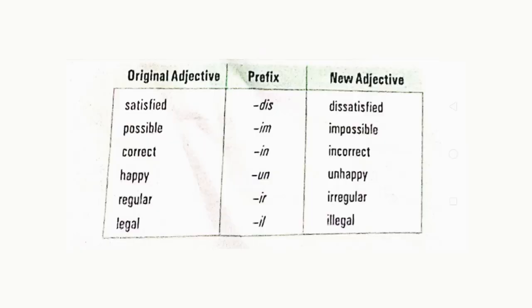Similarly, by adding prefixes to the original adjective, we can convert it into a negative one. So let's understand how it is possible. The prefixes which make an adjective negative are dis, im, in, un, ir and il, and the words formed are satisfied, dissatisfied, possible, impossible, correct, incorrect, happy, unhappy, regular, irregular, legal, illegal.